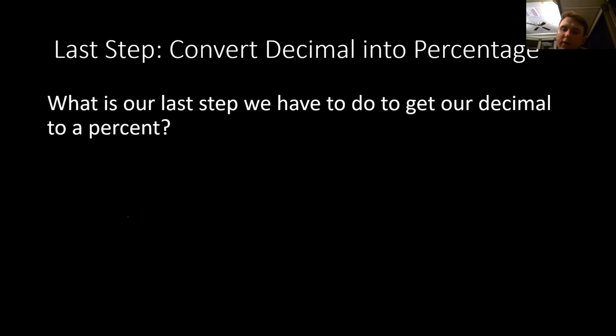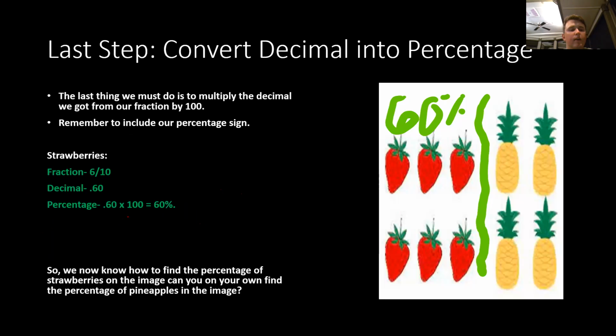Last step, we have to convert the decimal into a percentage. What is the last step we have to do to get our decimal to a percent? Think about this. I'll give you 5 seconds. Five seconds is up. The last thing we must do is multiply the decimal we got from our fraction by 100. Remember to include our percent sign because we are working with percentages.